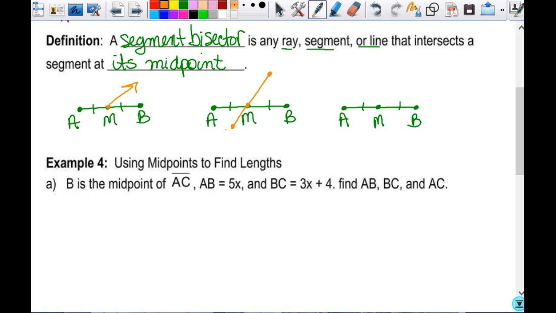Okay? We're good? And then you could have a line. Ooh, that is not even straight. A line. This. And the line, the segment, and the ray, actually all of them, could be perpendicular to the segment, but you don't know that for sure. That's coming later. We could have a perpendicular bisector. Right now it's just a bisector. Okay. Any questions at this point? Well, good? All right.